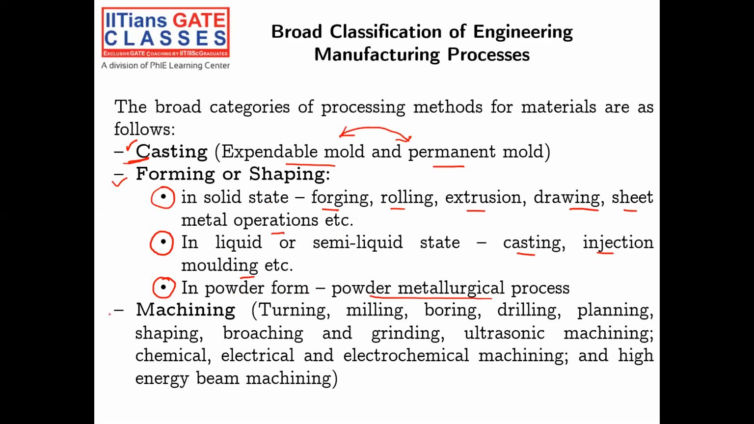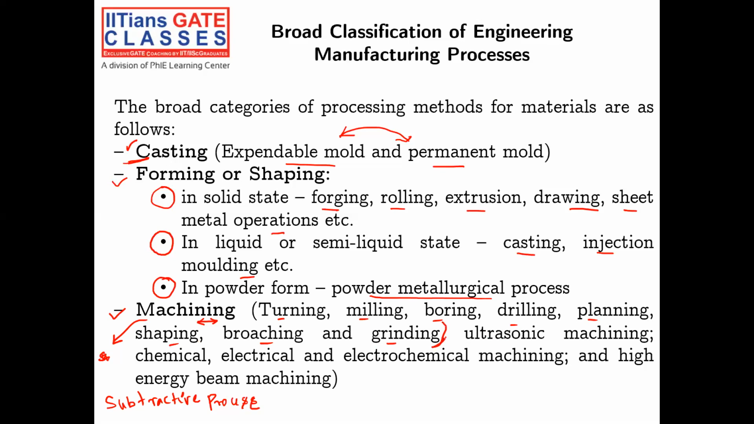And the next classification is machining. Obviously, in any manufacturing plant or section, it is very, very important that you know the machining process. It's a subtractive manufacturing process. Subtractive, let me write here, subtractive manufacturing process. So you remove the material and manufacture a product. It contains turning operation, milling operation, boring, drilling, planing, shaping, broaching, grinding.